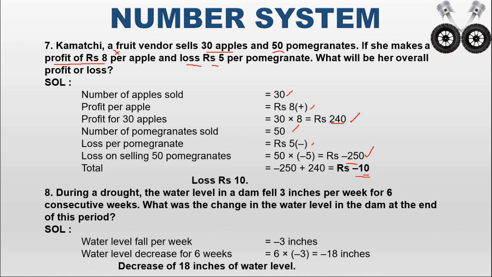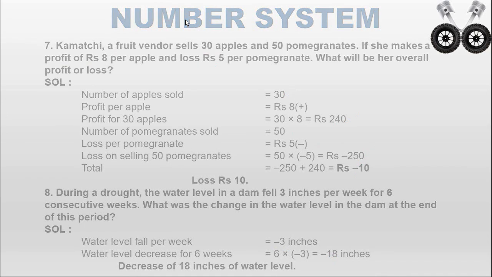18. So first, the water level falls 3 inches per week. If it is decreased, that can be denoted with a negative sign. So minus 3 inches. For 6 weeks you have to multiply 6 into minus 3. You will get the answer minus 18. So the minus sign denotes the decrease. So the decrease in water is minus 18 inches.